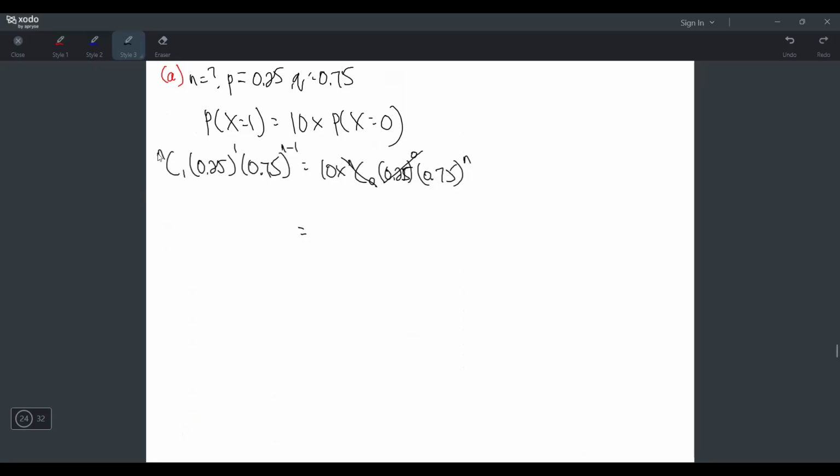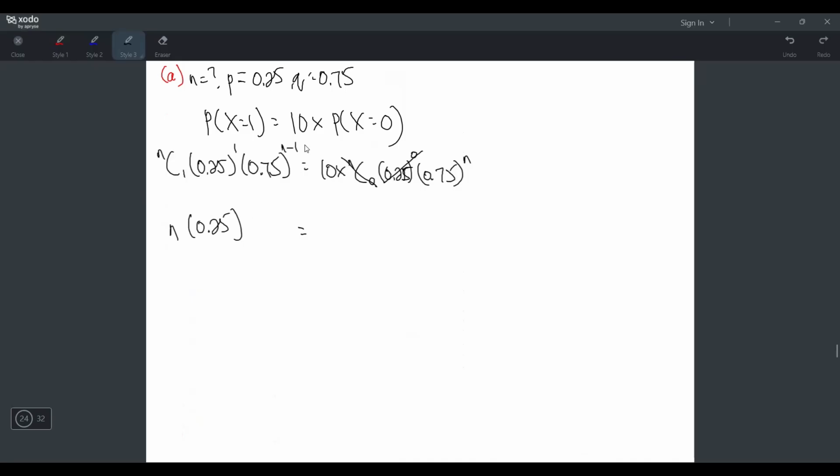On this side, the nC1 we can actually simplify. You get n. Any number C1, you will get back the number. For example, 3C1 is 3, 5C1 is 5. You can try in your calculator. Any number C1, you get back the original top number. So nC1 is n. And also 0.25 power 1 is just 0.25, right?